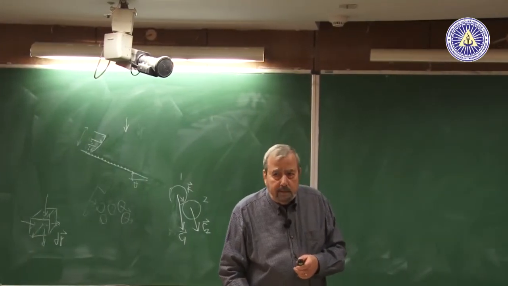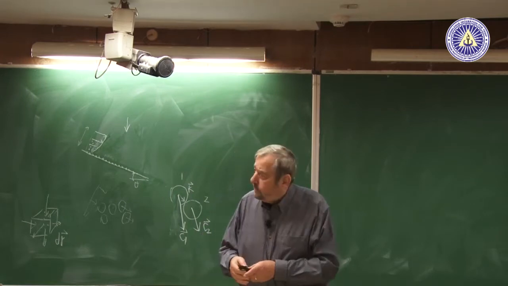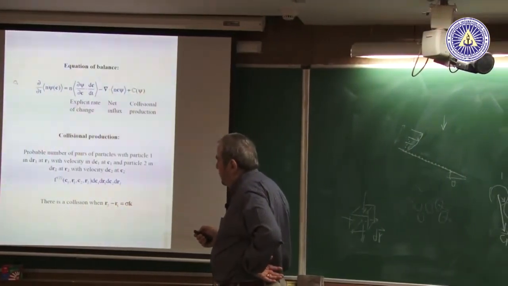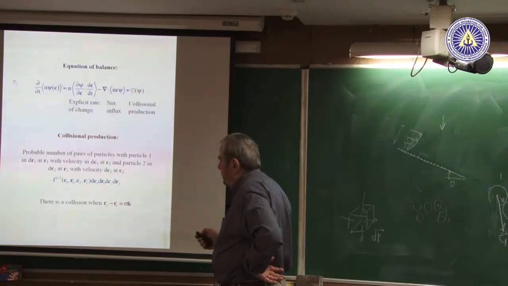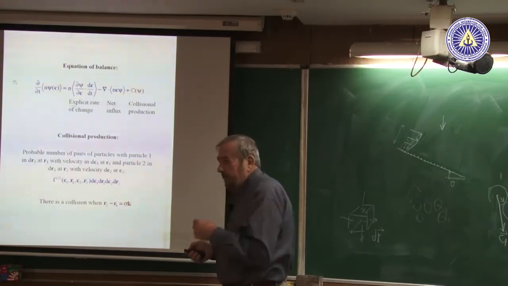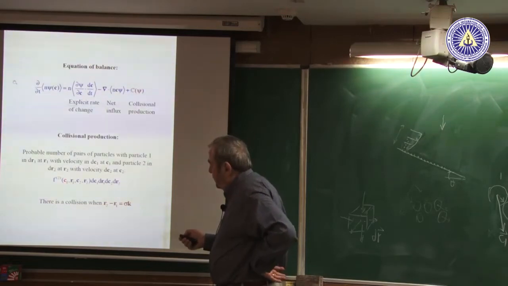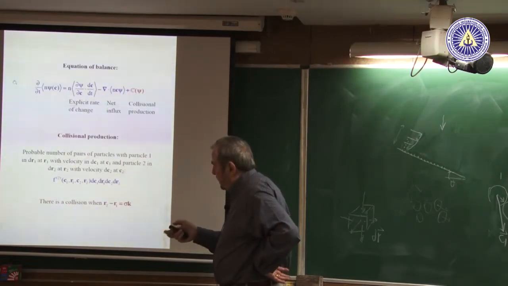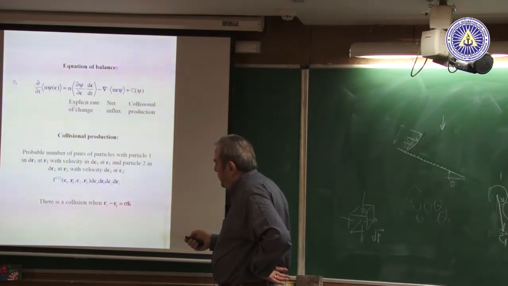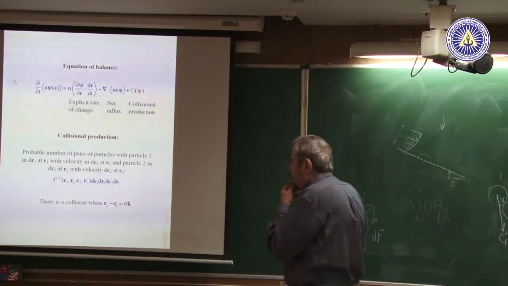Okay, so now the calculation gets a little more complicated, because what governs the likelihood of pairs of particles colliding is something called the complete pair distribution function. It's more complicated than the single particle distribution function because it depends upon the velocity of the two particles that are engaging in the collision, and it depends upon their positions. So this complete pair distribution function, when multiplied by the elements of volume, gives us the number of pairs of particles that are participating in a collision.